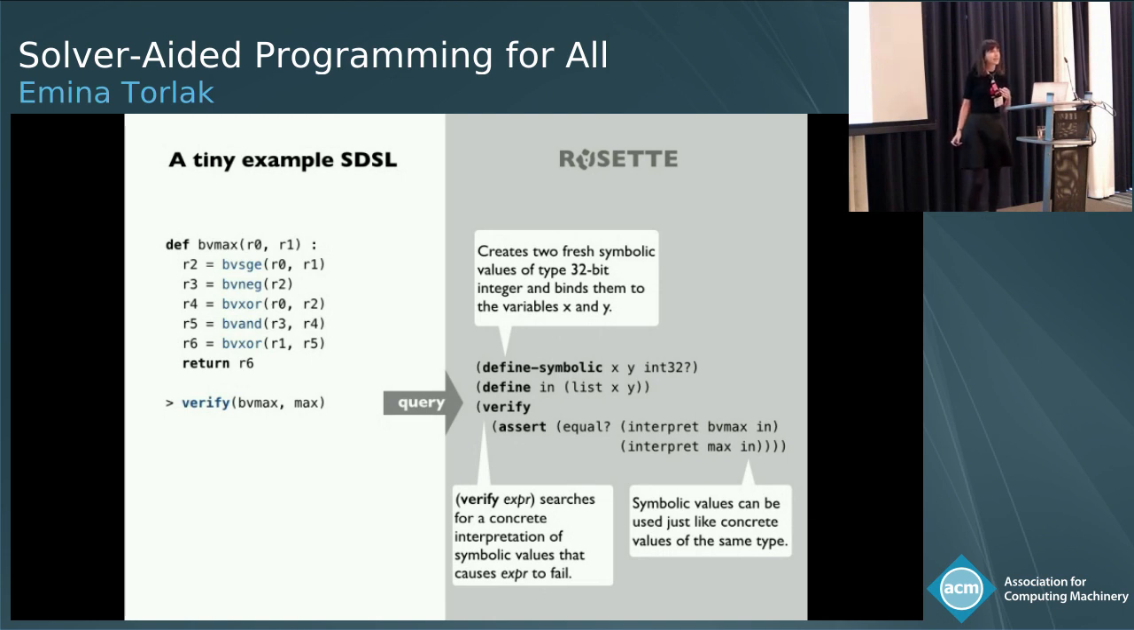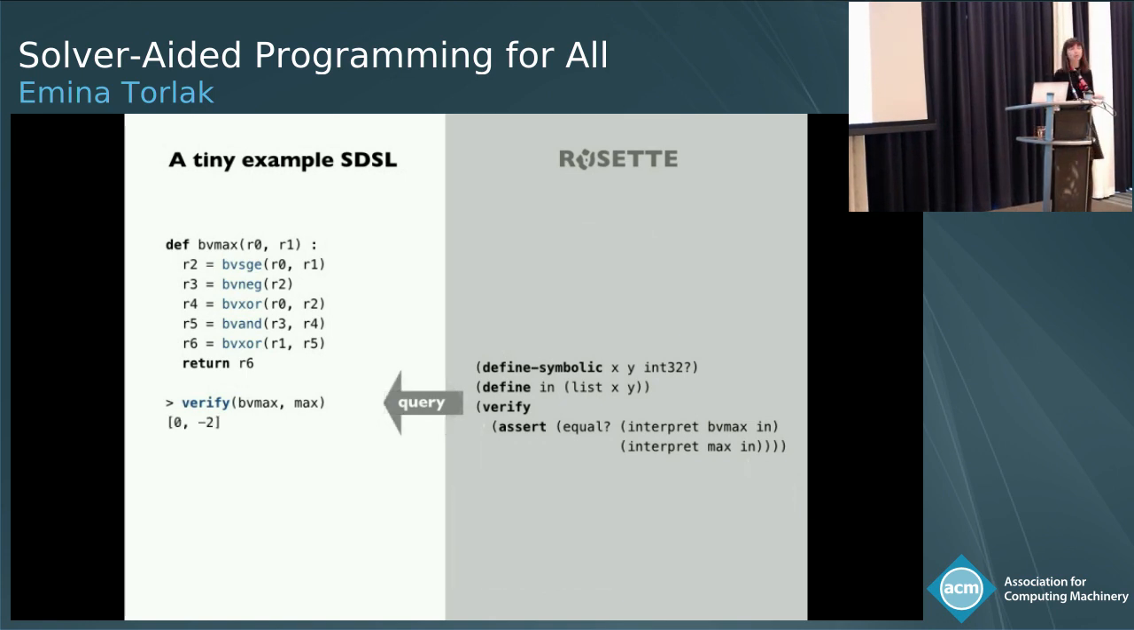So in this case, it turns out that our implementation of BV max is not correct, and the solver is going to return these two inputs. It turns out that this procedure returns an incorrect output on the input 0, -2, and we can convince ourselves that's indeed the case by simply rerunning the interpreter on these inputs, and it will say -1, which is definitely not right. Okay?